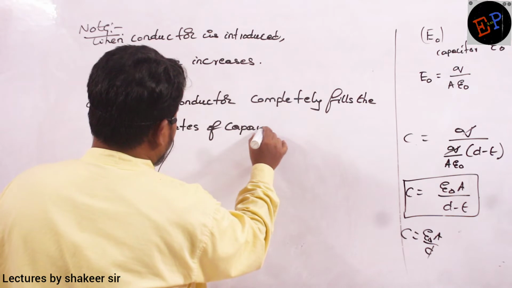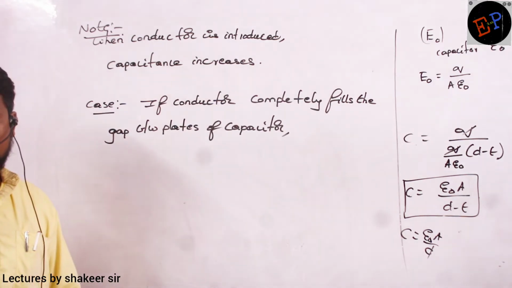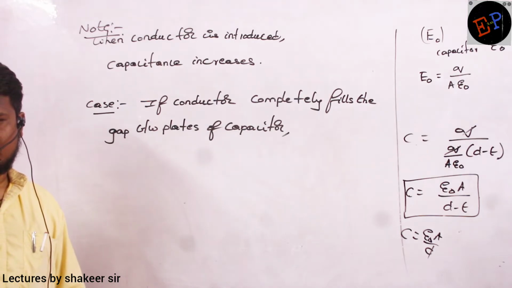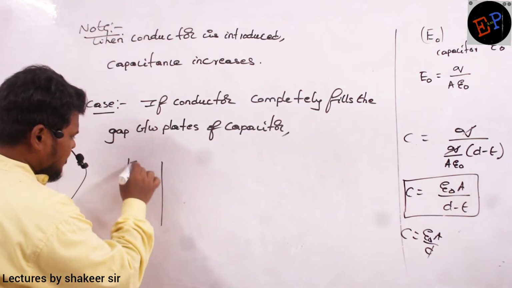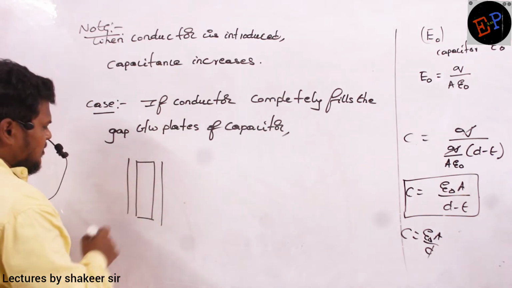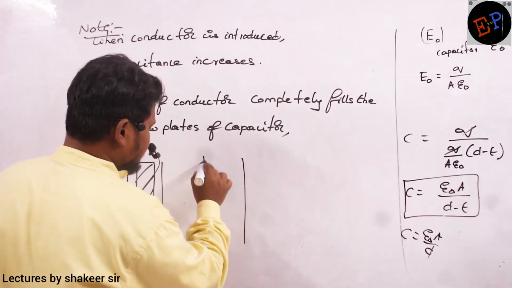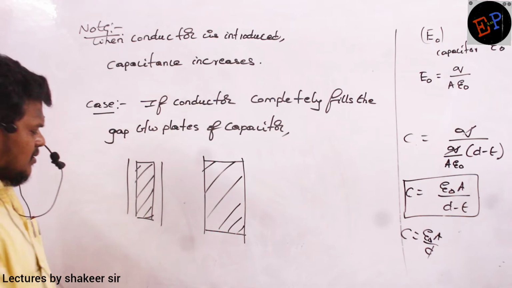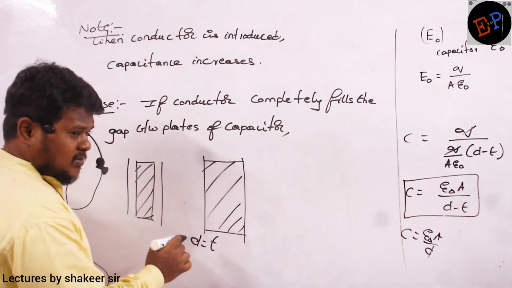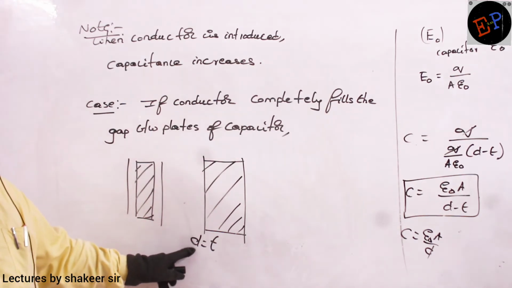Tell me now. D minus D becomes 0, so total capacitance becomes infinite. That's it. See, previously, only this much part was covered by the conductor, no? So the conductor was present only up to this region. Now what I am doing is taking the plates of the capacitor and completely filling the gap between the plates with the help of the conductor. So it means that D has become equal to T, or T has become equal to D. T means thickness of the conductor, which is now equal to D.